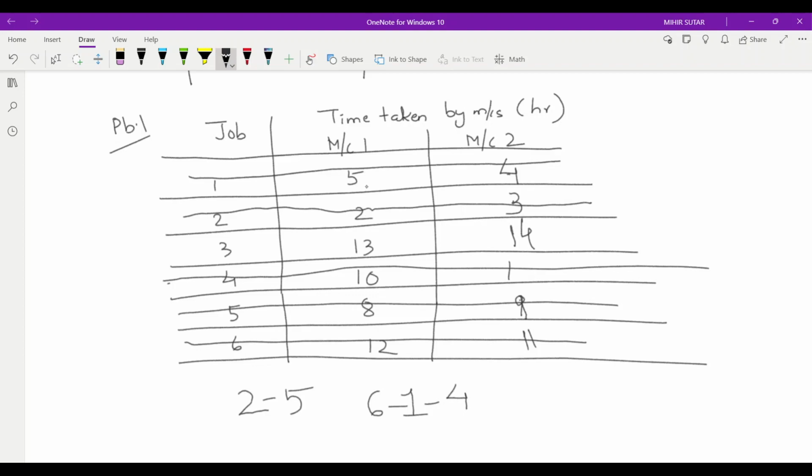And the remaining one is your third job. 13 hour is the minimum one. You can just add 3. So this is the sequence of work that you will be doing: 2, 5, 3, 6, 1, 4. Is it okay? Yes, ma'am. Okay, so this is your Johnson rule. In the next class, I'll tell you another example of how to use the Johnson rule when you have 3 machines.